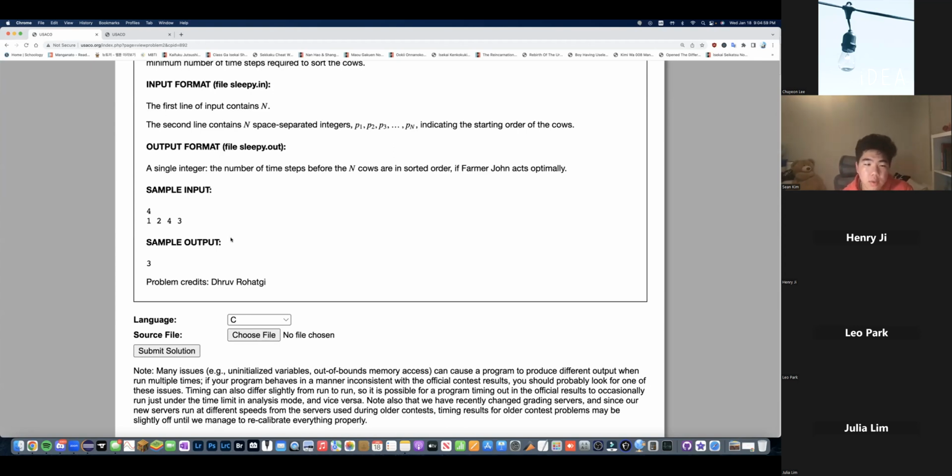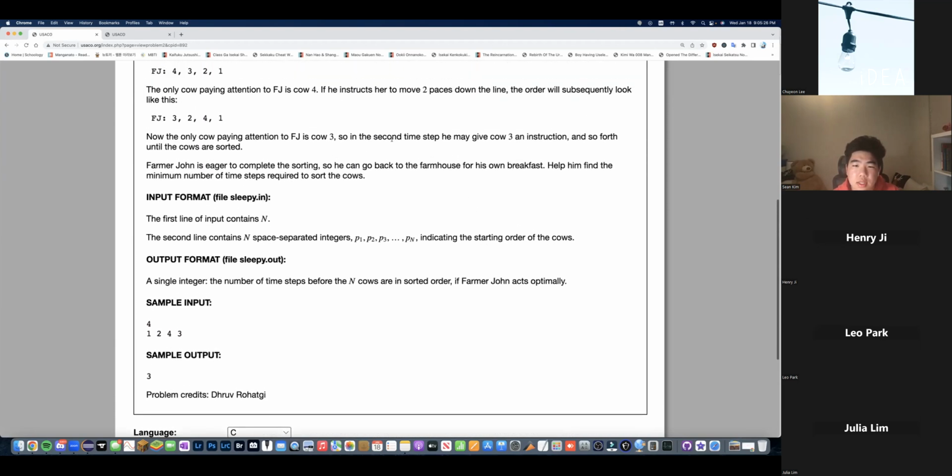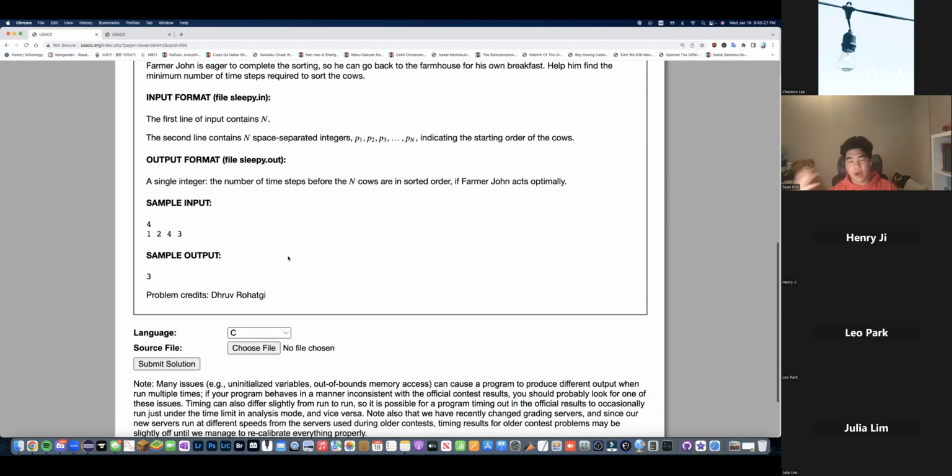So we know that this is out of order, most likely. So what we're actually going to check is that if the number we are on is smaller than the one before it, that means there's going to be that amount of time steps the sorting will take. Because why does that work?